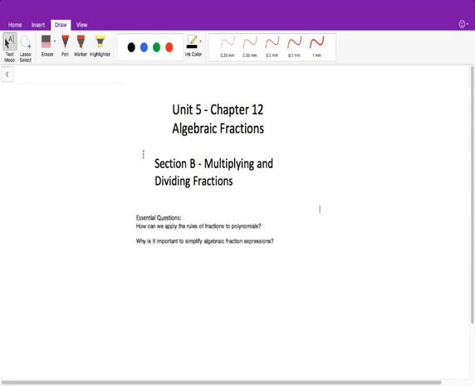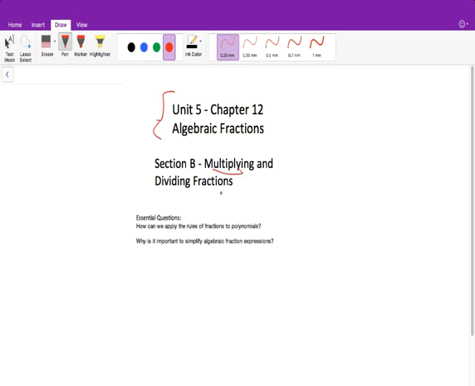All right, so now we're moving on to the next section of our 5th unit, but chapter 12 in your book, and that is going to be multiplying and dividing fractions. Remember, we're still working on the exact same essential questions. How can we apply the rules of fractions of polynomials? As you see, or have seen and will see, it's the exact same rules. And why is it important to simplify algebraic fraction expressions?